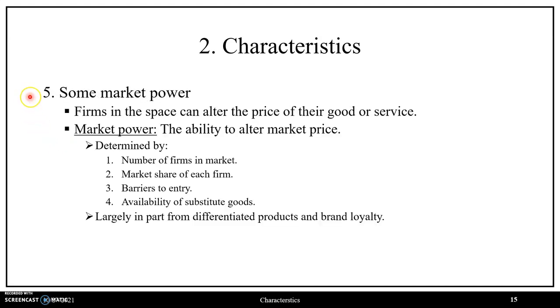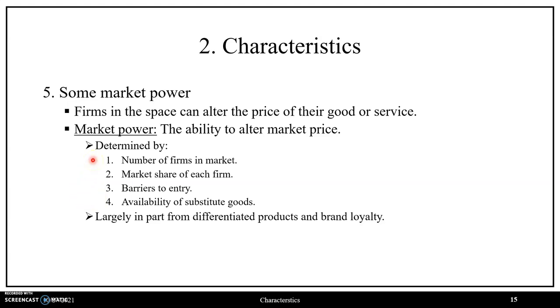So then moving on to our fifth characteristic, we have some market power, in which firms in the space can alter the price on their good or service. Going over market power once again, that's exactly as it sounds: the ability to alter market price. We have seen that this is determined by the number of firms in the market, market share of each firm, barriers to entry, as well as the availability of substitute goods.